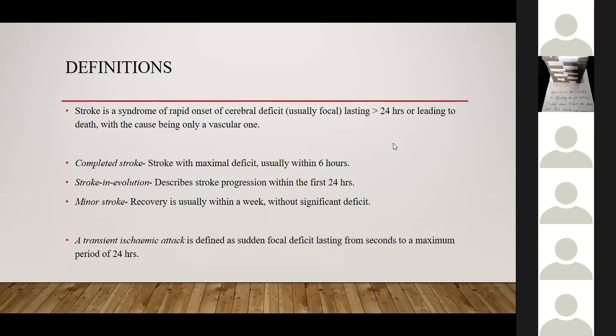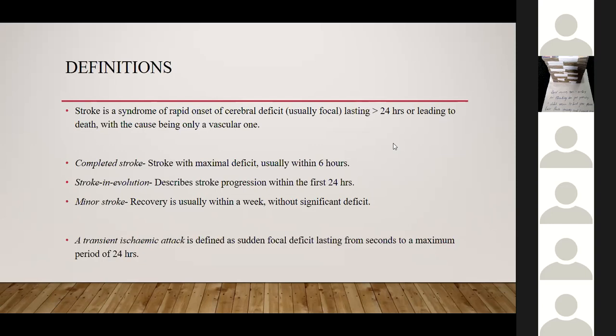But looking at the term stroke in evolution itself, we say that it describes stroke progression within the first 24 hours. So sometimes it won't just settle as a completed stroke within 6 hours. Sometimes it will go beyond that. But all the changes in clinical features or neurological features that will be seen within the first 24 hours in a patient who has a stroke, we'll term it as stroke in evolution. If the evolution comes to a halt, we say this is a completed stroke, and most of the time, this is within 6 hours.